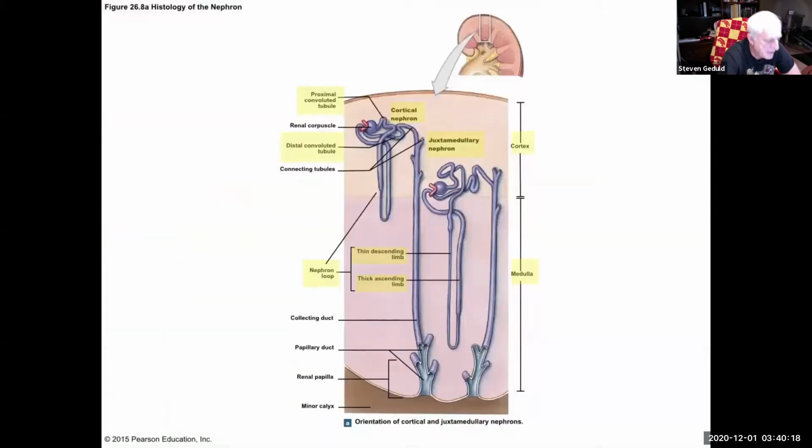Okay, these are two different types of nephrons. This is a cortical nephron, and this is a juxtamedullary nephron. You have to know those two different types. So here's your glomerulus, and again, the glomerulus feeds into the proximal convoluted tubule, goes through a loop, then into the distal convoluted tubule. Then it goes into the minor calyx, the major calyx, the renal pelvis, and out the ureter. So, the two types of nephrons. The cortical nephron stays mostly in the cortex. Here's the cortex.